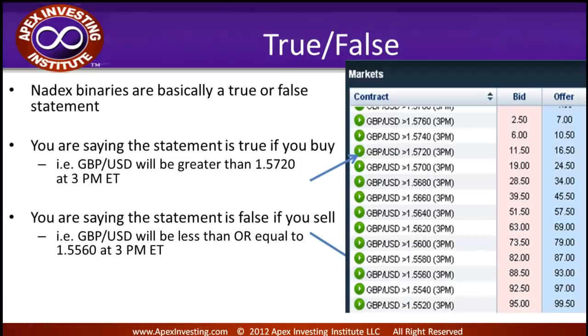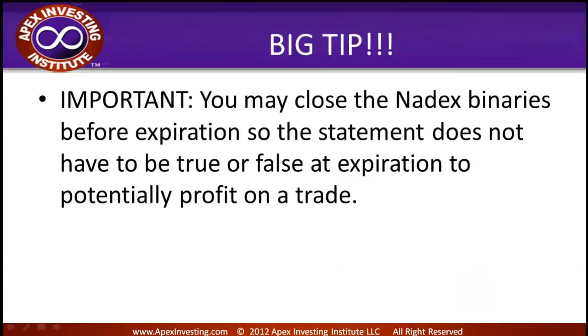Now, a Nadex binary is basically a true or false statement. You're saying the statement is true if you buy, that the pound-dollar will be greater than 1.5720 at 3 o'clock Eastern Time. You're saying the statement is false if you sell. You're saying the pound-dollar will be less than or equal to 1.5560 at 3 o'clock Eastern Time if you chose those particular strikes.